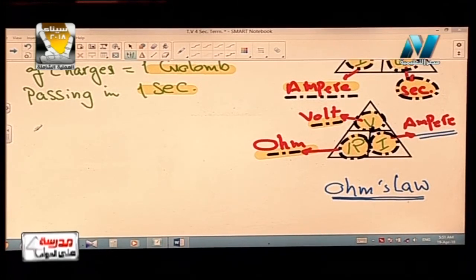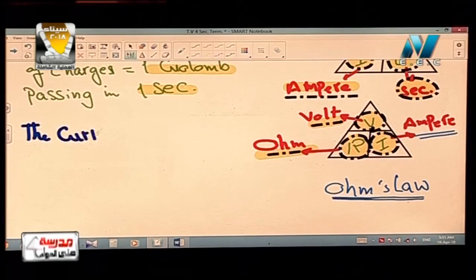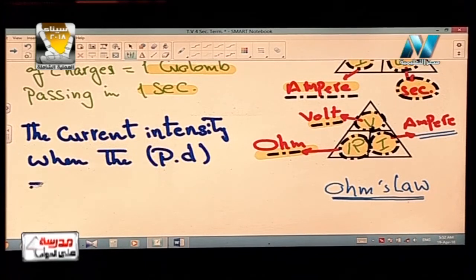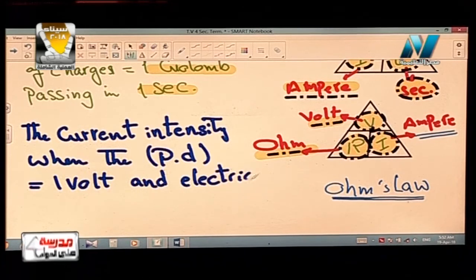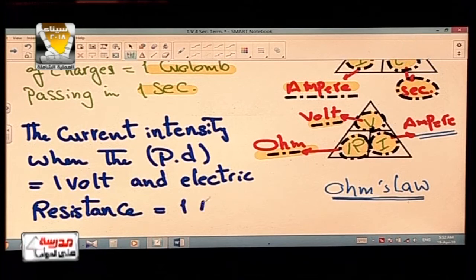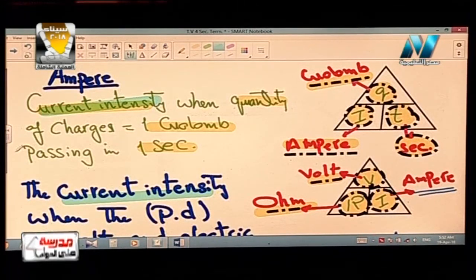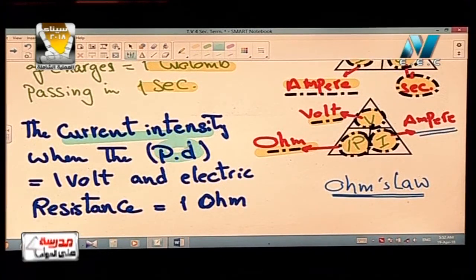So ampere is what? It is the current intensity when the potential difference equals 1 volt and the electric resistance equals 1 ohm. We start with current intensity, but we use the magic triangle of electric resistance. So, when the potential difference equals 1 volt and the electric resistance equals 1 ohm.